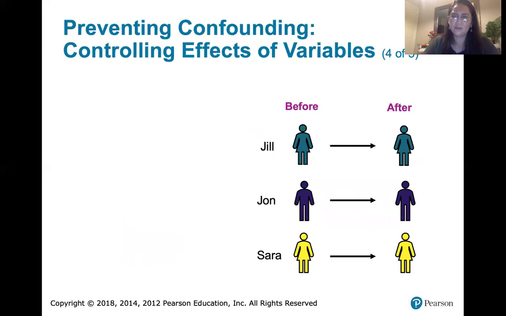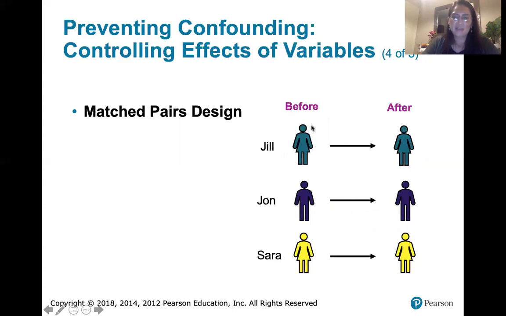Another design for controlling the effects of variables is called matched pairs design. So one example of a matched pairs design is where you look at the same person, the same subject, and you look at them before treatment and after a treatment. So maybe we've got Jill here, and we want to know if some training actually helps Jill. So maybe you give her a before quiz, then you have her go through the training, and then you give her an after quiz. So it's really important in that case that Jill's before score goes with Jill's after score. So that's a matched pairs design.